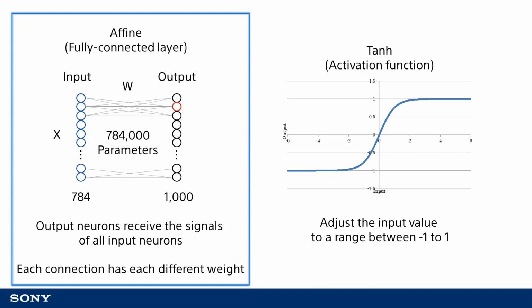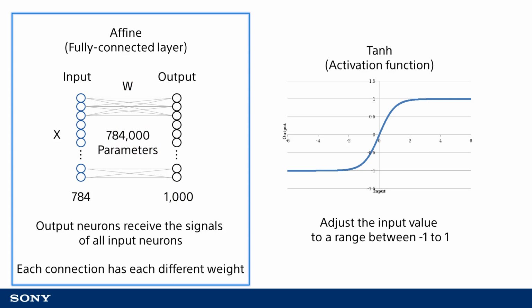Then, to determine the value of the next output neuron, we again multiply these 784 input neurons by a different weight W than we did earlier and add. This function called affine does all these processes for these 1000 output neurons. The weight W exists for all combinations of inputs and outputs. For example, if the number of input neurons in our example is 784 and the number of output neurons is 1000, that means that there are 784,000 weights W here, which is the result of 784 by 1000.